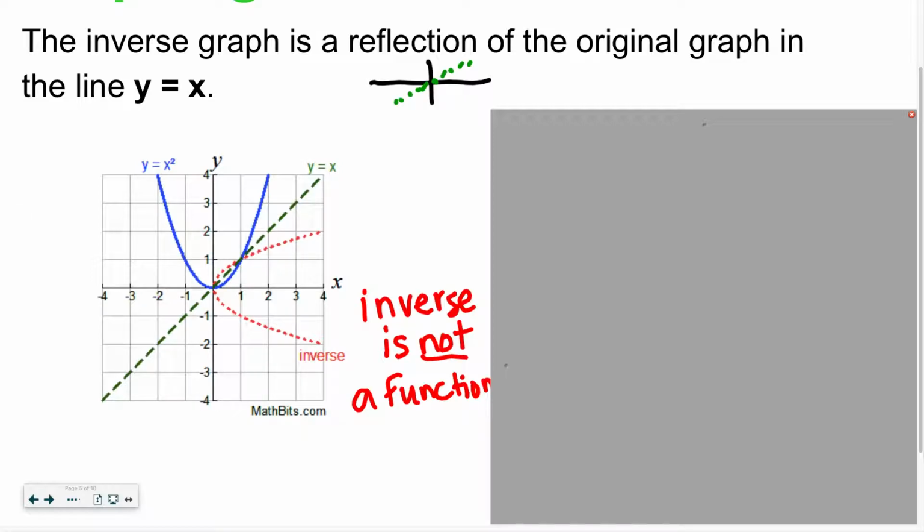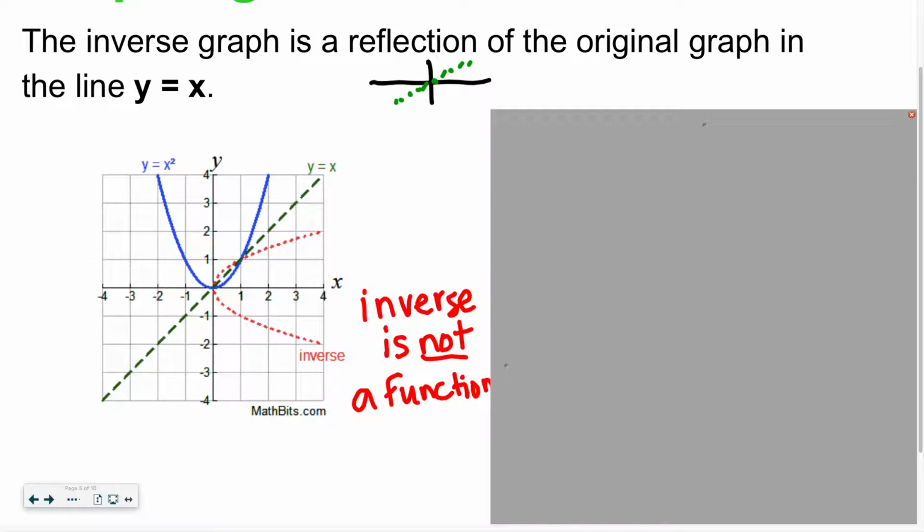In pre-calculus, our textbook is only concerned with inverse functions. So if you come across a problem where you could recognize the inverse would not be a function, you don't have to do it, because we don't want it, unless it's a function.